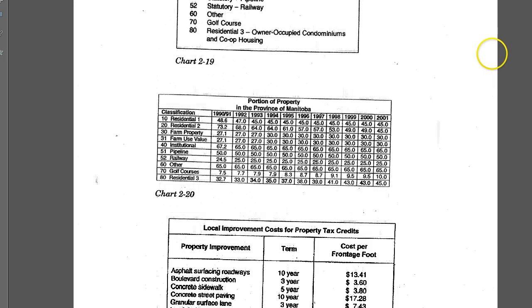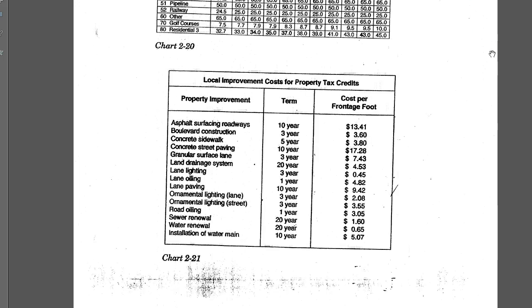We are going to come down here, look at our third portion of our charts. We've got our improvements running down the left-hand side, the number of years we'll be paying that for, and the cost per foot. So let's just say we have an asphalt surfacing. We'll be paying that for 10 years, and it's $13.41 per foot.